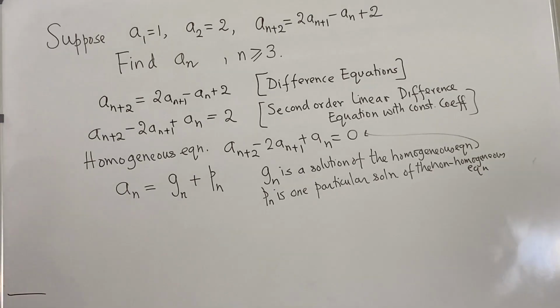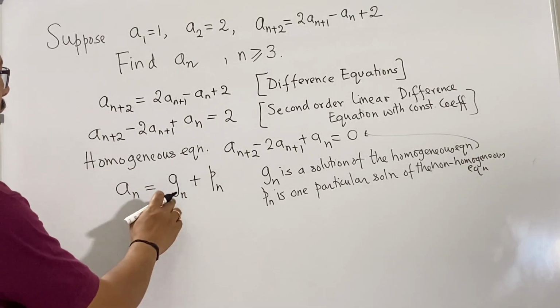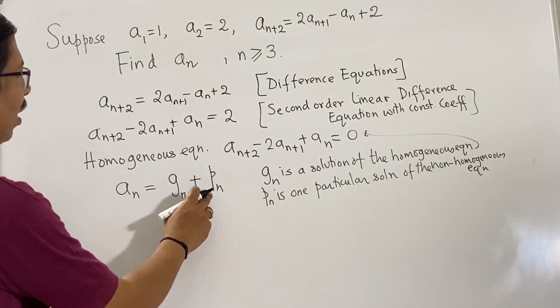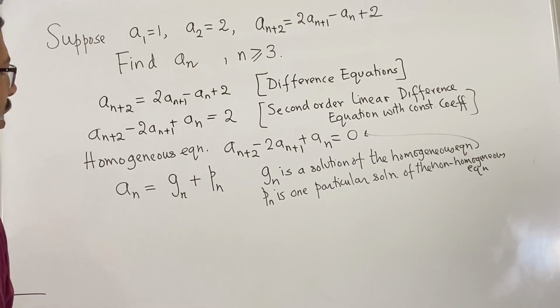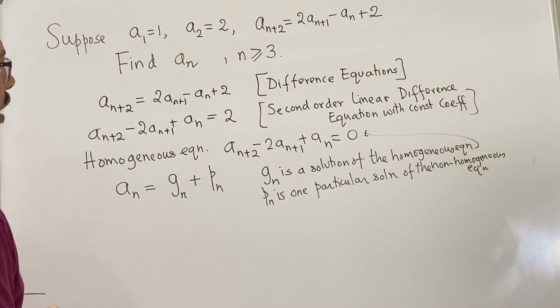So we will first solve the homogeneous equation and obtain G(n), then we will get a solution P(n), and then we will be able to get the final solution.